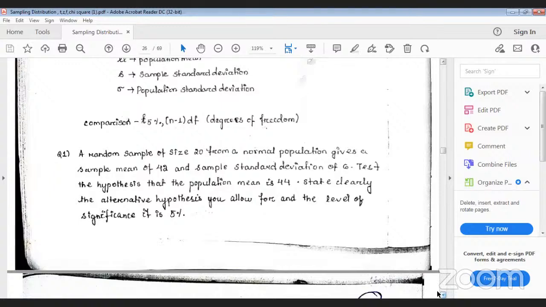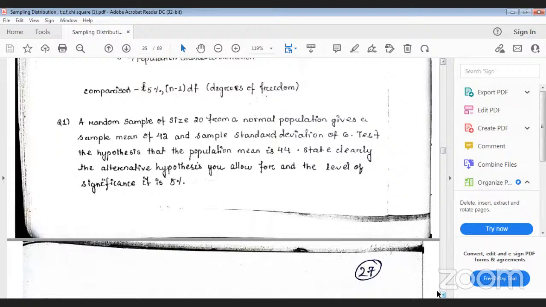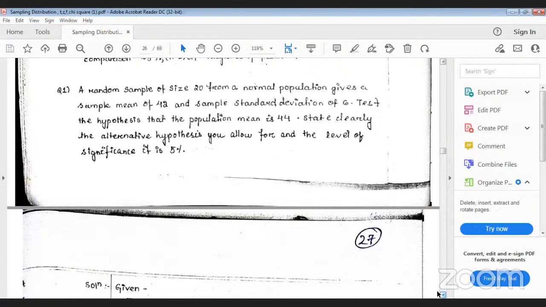Okay. So here, we will solve one question. A random sample of size 20 from a normal population gives a sample mean of 42 and sample standard deviation of 6. Test the hypothesis that the population mean is 44. State clearly the alternative hypothesis that you allow, for the level of significance 5%.